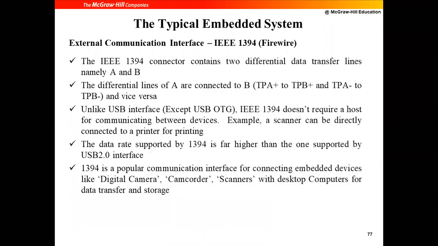Along with that, as I told you, IEEE connectors contain two differential data transfer lines, line A as well as line B. Okay, and you can find these connectors especially in digital cameras, camcorders, scanners and so on. If you observe the connectors in a camcorder, one point will be connected to the system, basically a USB, but the connector connected to the scanner, you basically will find this Firewire type of connector. Okay, where the data rate will be very high.